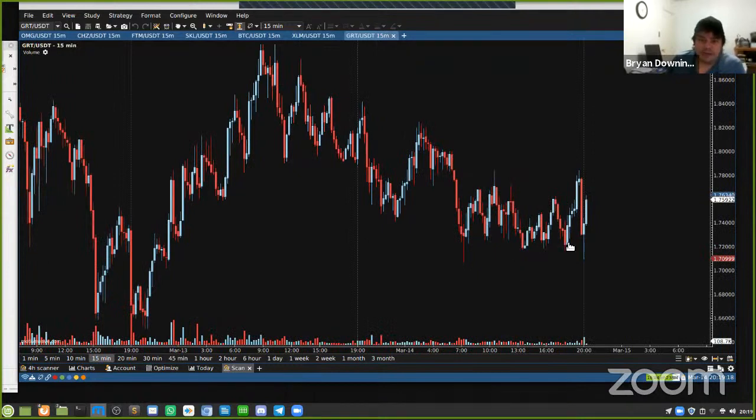Here's a good one right here, not too long ago. That's at 17:45, so just over 2 hours ago. The price closed at $1.73 and went all the way up to $1.74. It's a 5% move.